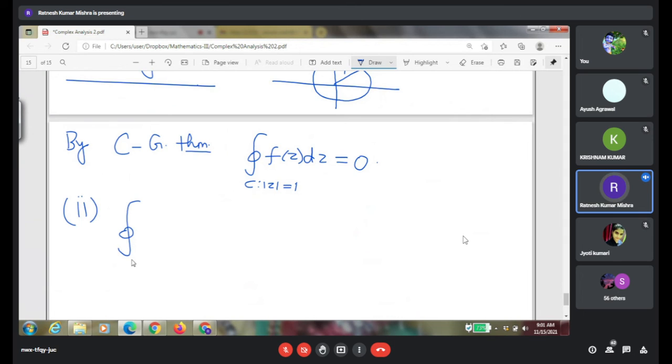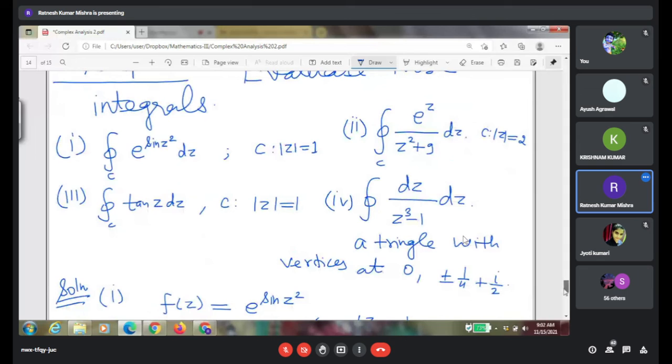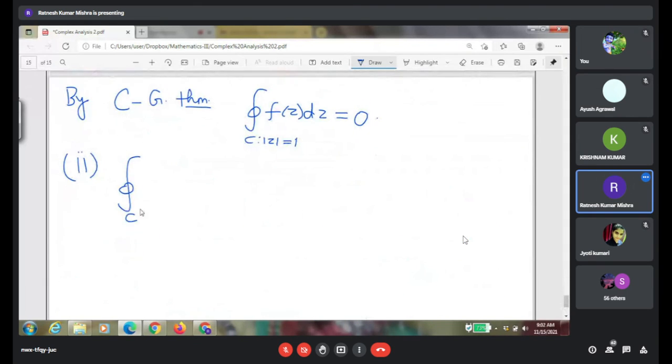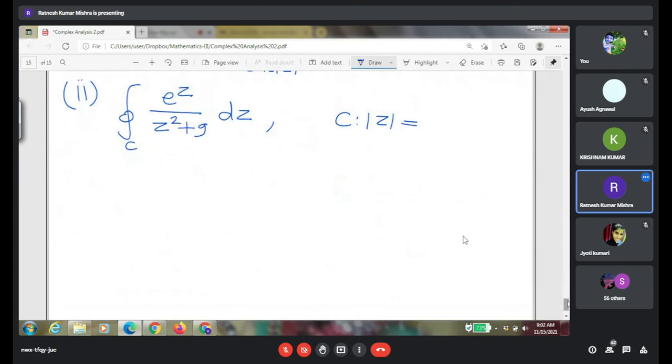Second is the integral over C of e^z / (z^2 + 9) dz, where C is |z| = 2.